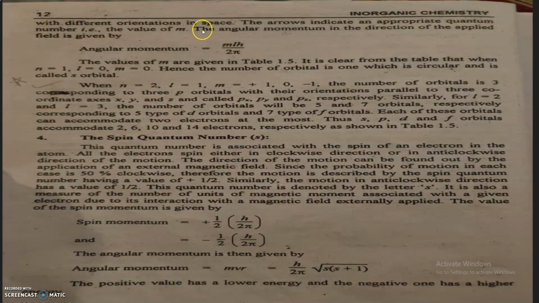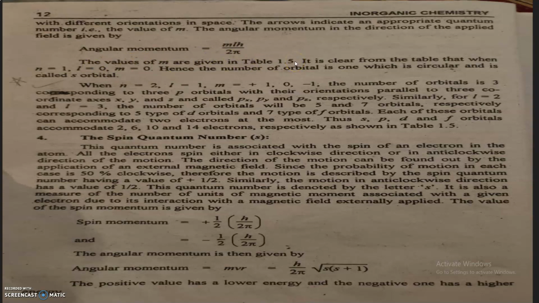With different orientations in space, the arrows indicate the appropriate quantum number, that is, the value of m. The angular momentum in the direction of the applied field is given by angular momentum is equal to m L h divided by 2 pi. The values of m are given in table 1.5.